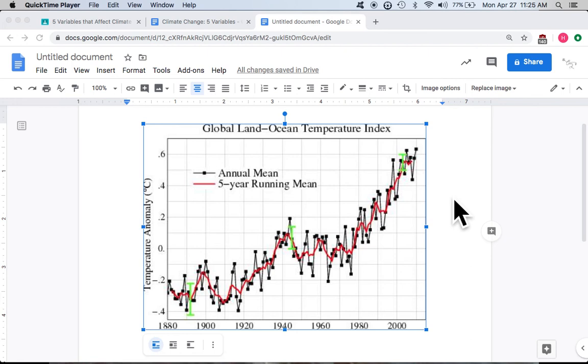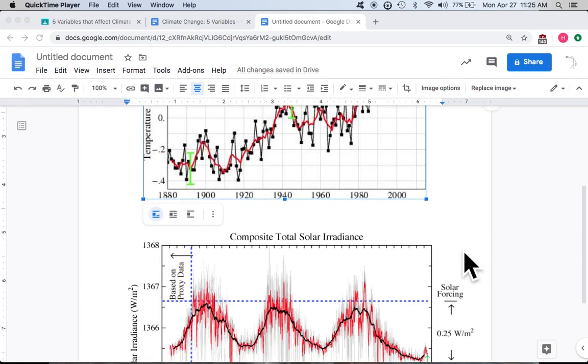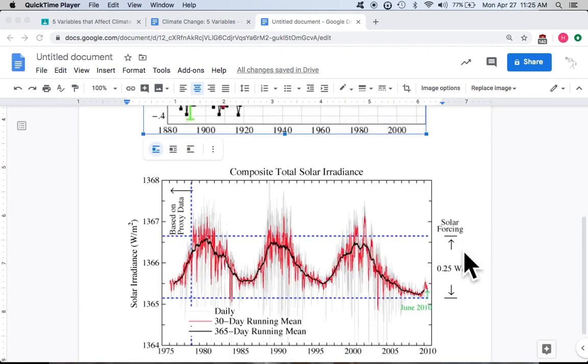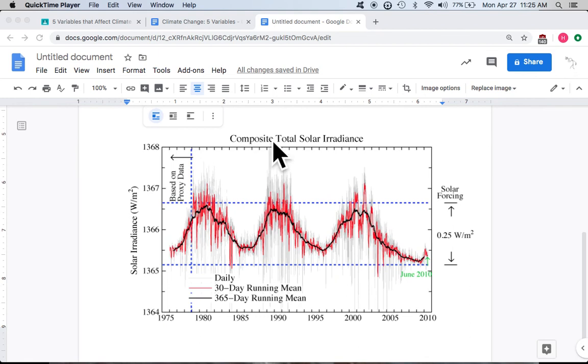So let's take a look at this first variable here. This is called total solar irradiance, composite total solar irradiance. Solar irradiance is the light that is given off by the sun that hits the earth. So the light from the sun shines on the earth and we call it irradiance, solar irradiance, in watts per meter squared, which is kind of crazy.